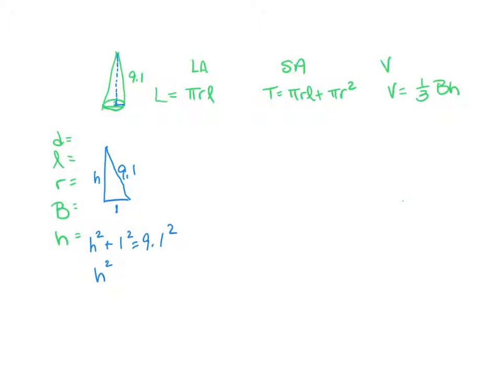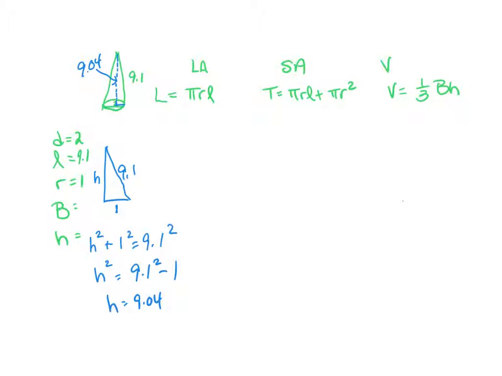And we leave the h alone: 9.1 squared minus 1, because 1 squared is 1, and then you square root that. So somebody do that for me. So h equals 9.04. Okay, so we start filling in all the parts that we need. Diameter is 2, slant height is 9.1. If the diameter is 2, the radius is half the diameter, so it's 1.